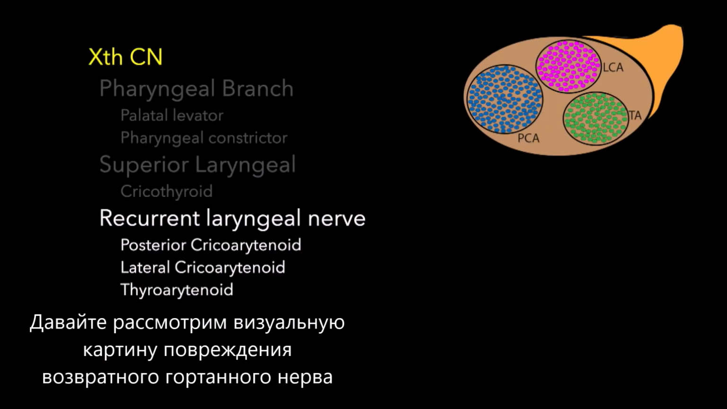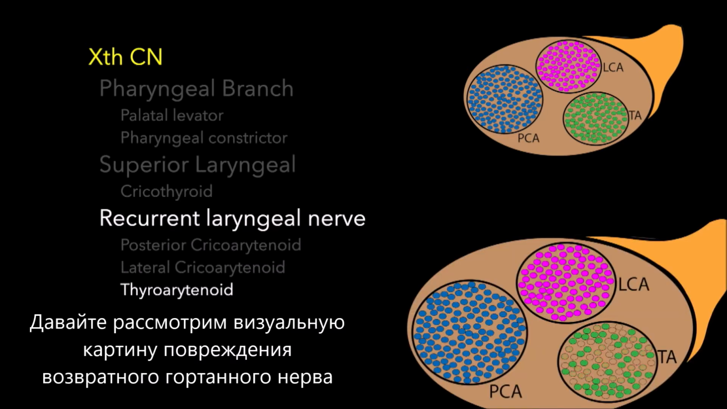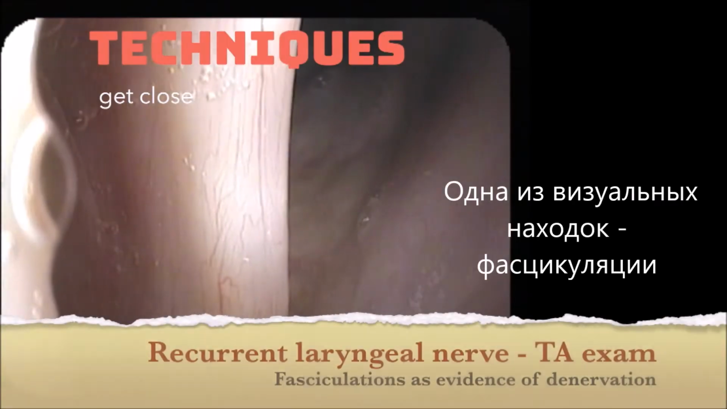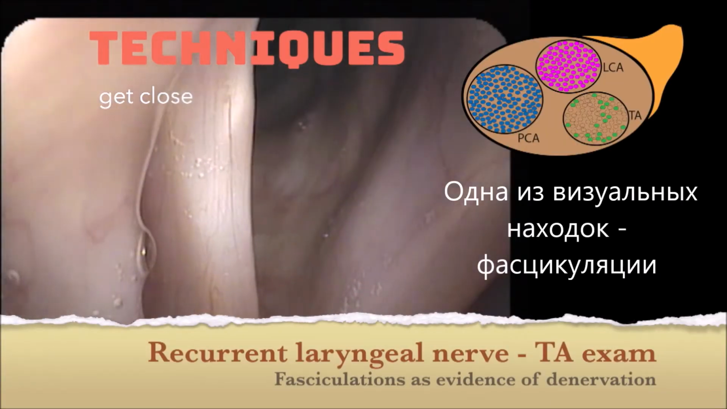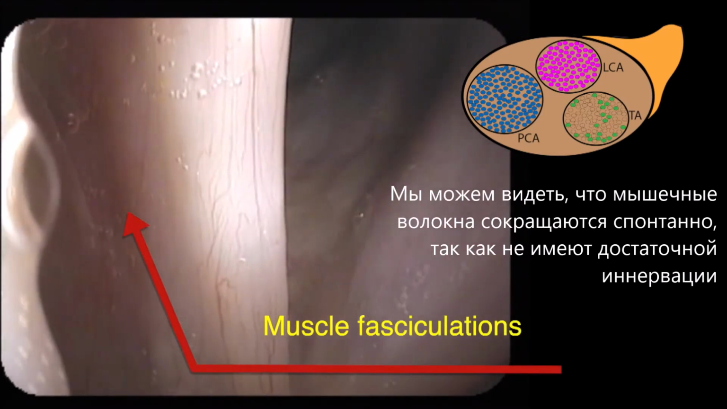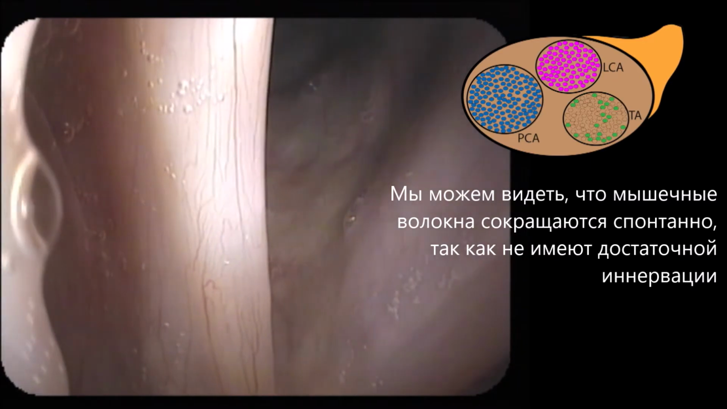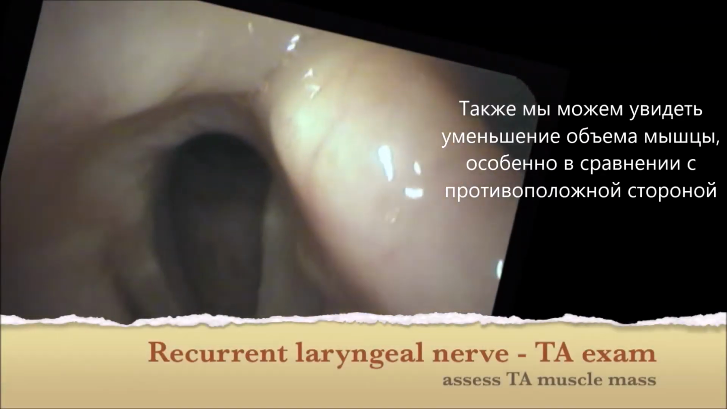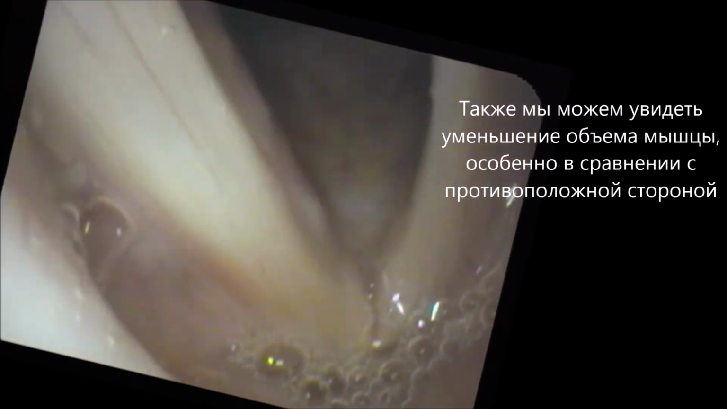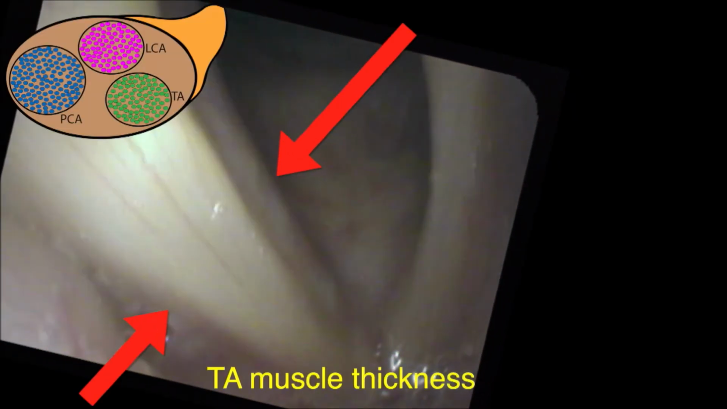Let's go through a few of the visual findings for recurrent laryngeal nerve injury. What happens to a thyroarytenoid muscle when it becomes partially denervated? One of the things we can see is fasciculations. If we get close enough, we can see that the muscle fibers are contracting spontaneously because they don't have good neural input. Another finding we have is muscle mass, and we can compare the muscle mass between an atrophic muscle or an injured muscle on one side and a robust muscle that's being used on the other side.